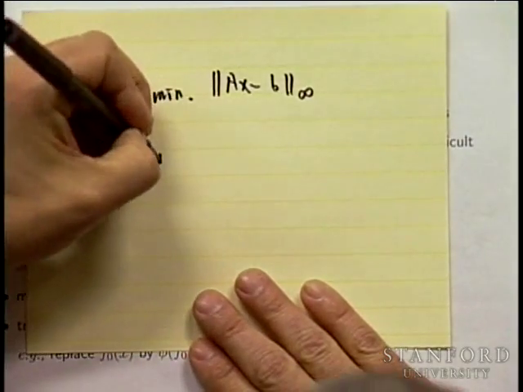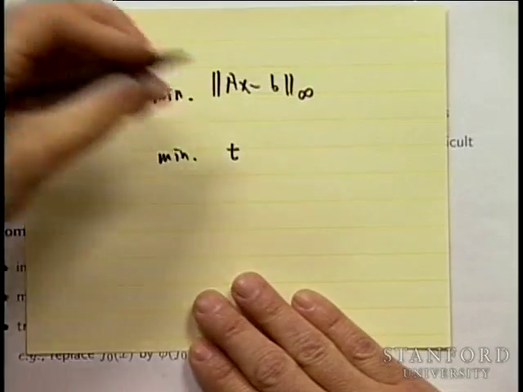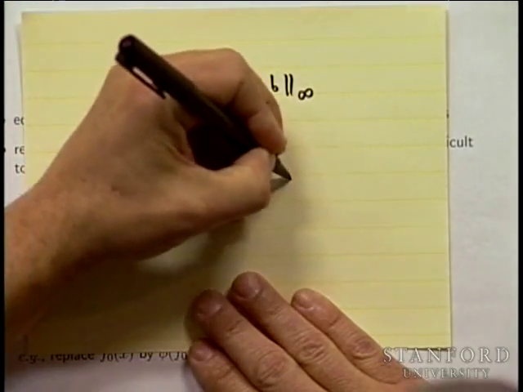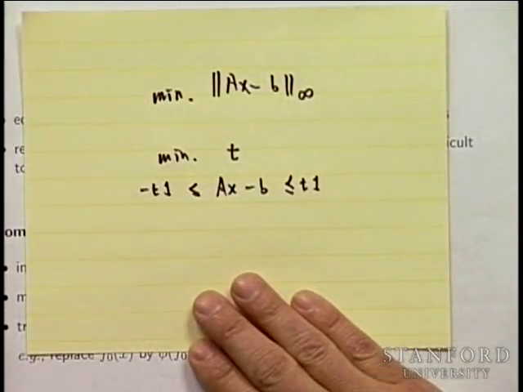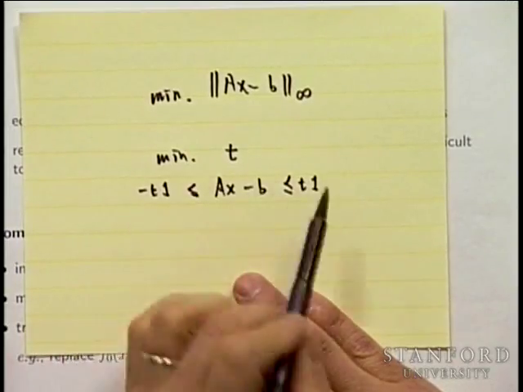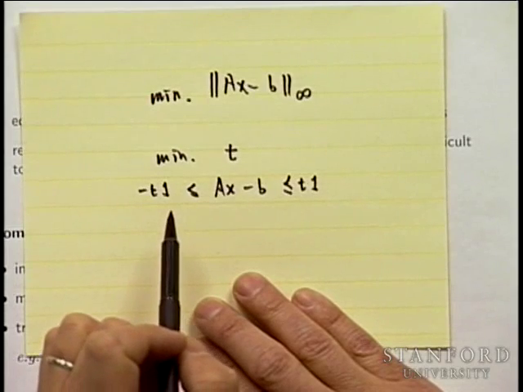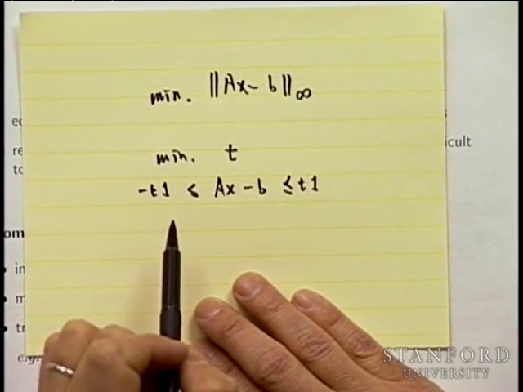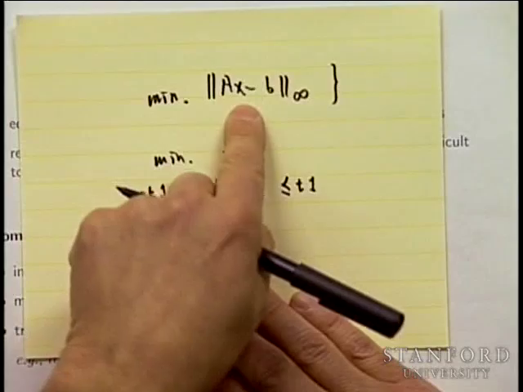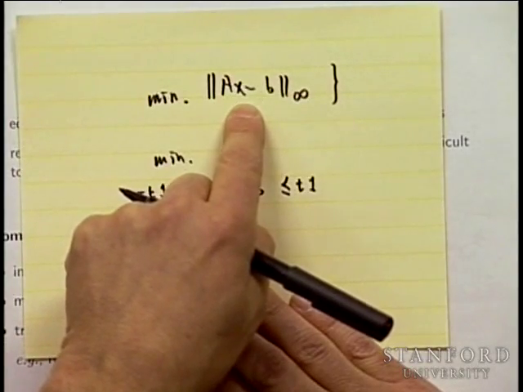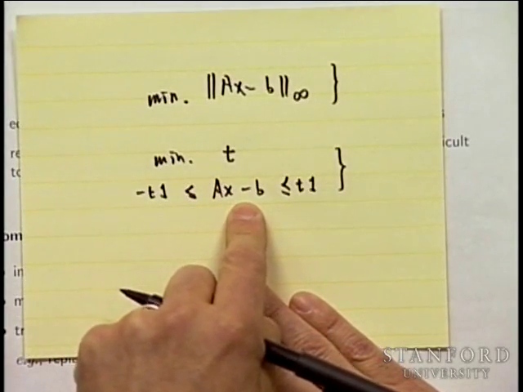You rewrite this, and there are lots of ways, but this one you might write as minimize t, a new variable, subject to Ax minus b less than t times 1 and greater than minus t times 1. What's super cool about this problem is it now has n plus 1 variables and 2m linear inequalities, but notice it is now totally differentiable. So I cannot apply KKT to the original, because f0 is non-differentiable, but I can apply KKT to this. You see what I'm saying?